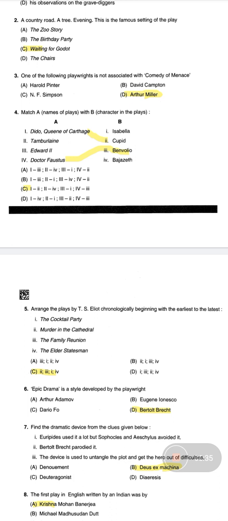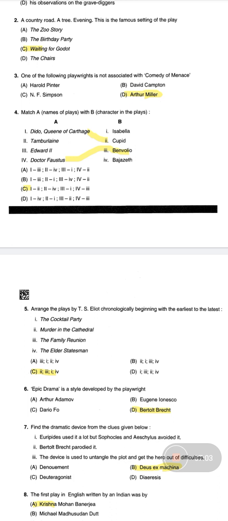Then we have The Cocktail Party, 1949. And the last we have The Elder Statesman, published in 1958. Okay, so I hope you get it. First, this is how we will arrange it: Murder in the Cathedral, The Family Reunion, The Cocktail Party, The Elder Statesman.